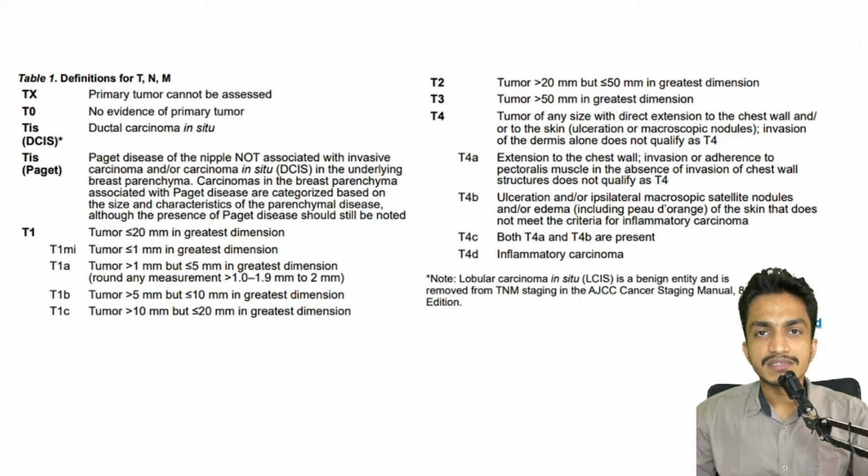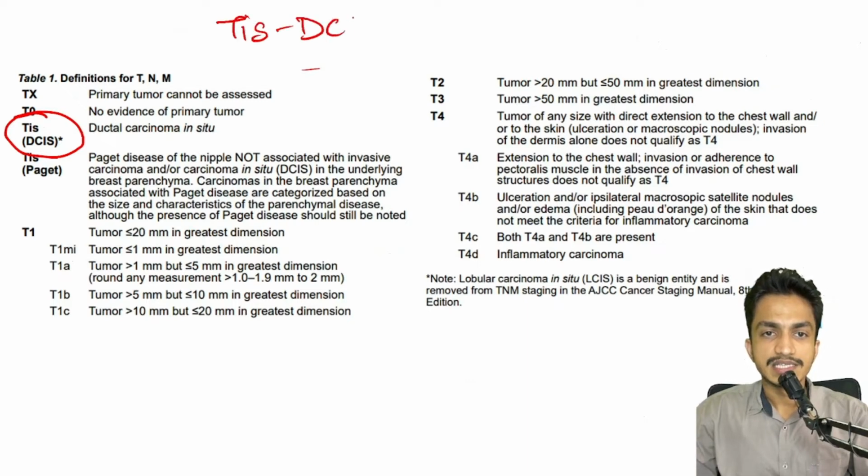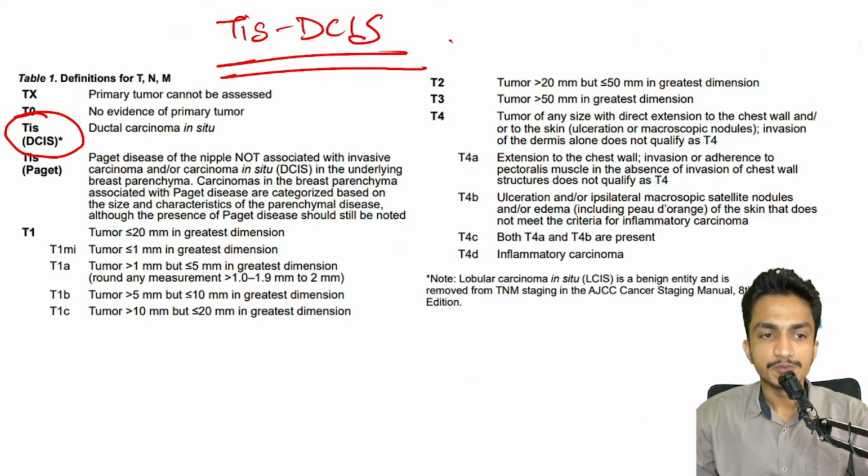Coming to breast cancer, this is very important and a very frequently asked question from the TNM of breast cancer. So starting with the first, the Tis or the ductal carcinoma in situ, that is classified as Tis. So Tis is DCIS, that is ductal carcinoma in situ. If there is involvement of the nipple by Paget's disease but not associated with any kind of carcinoma or carcinoma in situ, then it is termed as Tis Paget's disease.